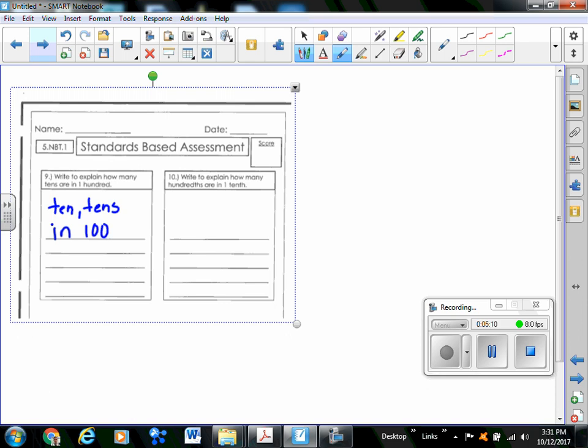How many hundredths are in 1/10? Well, the way you can think of this, you've got your tenths, and then you've got your hundredths, and it wants to know how many hundredths are in a tenth. And the answer to that one is, we would need 10.